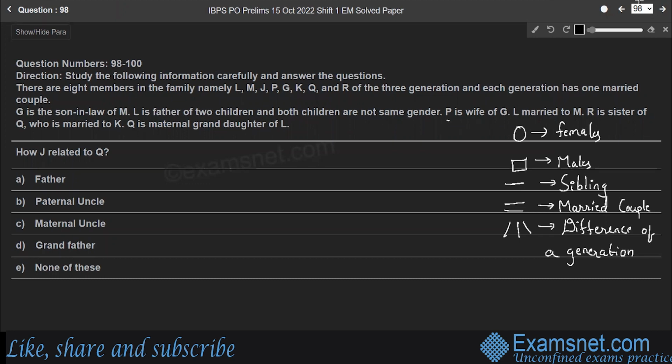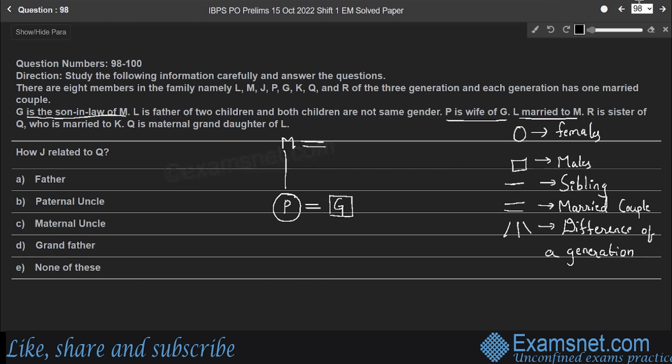Let us consider the first point: P is wife of G. That means P and G are a married couple, P is female and G is male. The next point: G is the son-in-law of M. That means P is M's daughter. And the next one, L is married to M, so M and L are a married couple.